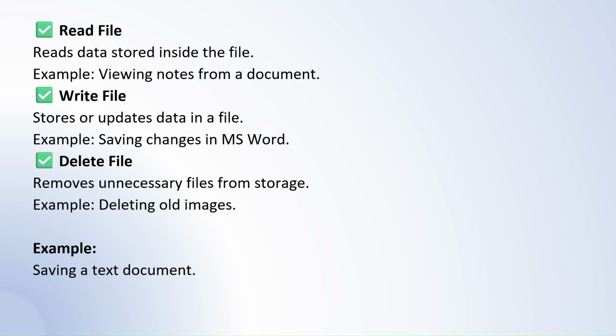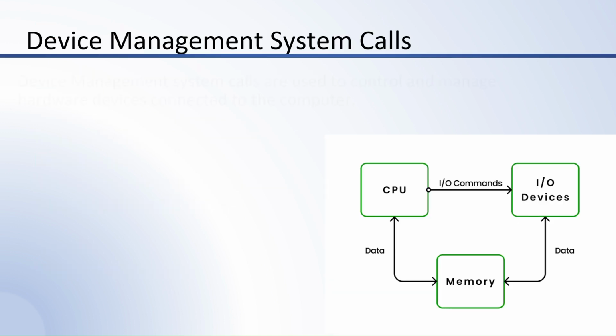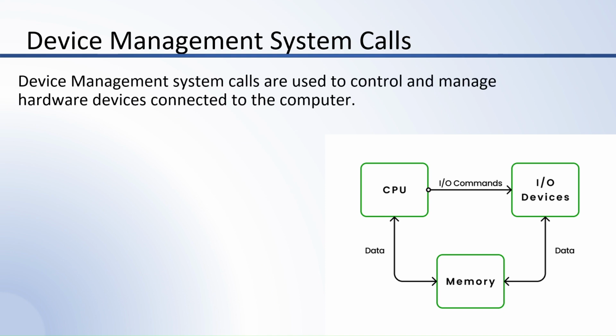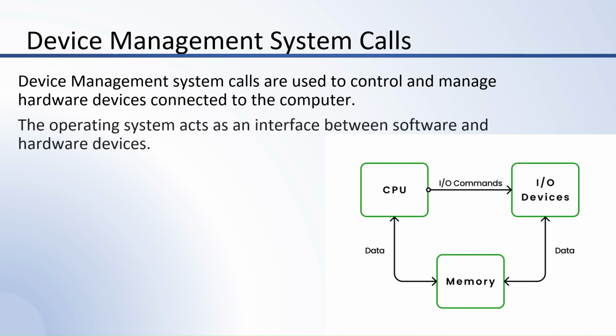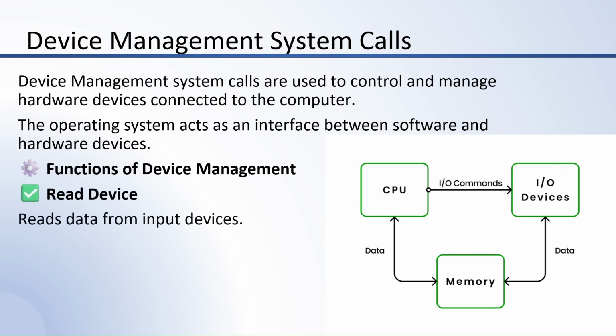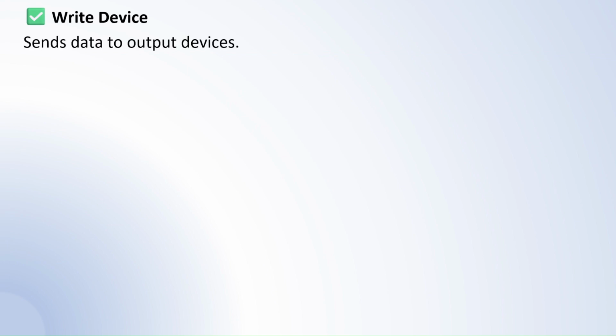Device management system calls. Device management system calls are used to control hardware devices connected to the computer. The operating system acts as a bridge between software and hardware devices. Devices include keyboard, mouse, printer, monitor, speaker. Now let us understand its functions. Read device. This reads data from input devices. For example, reading input from keyboard. Write device. This sends data to output devices. For example, displaying text on monitor.